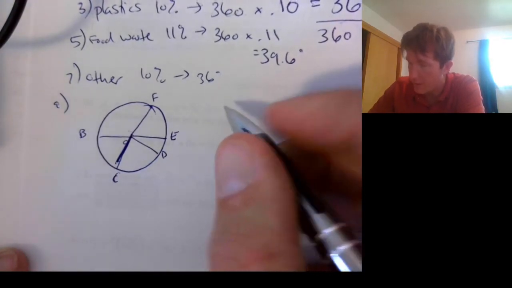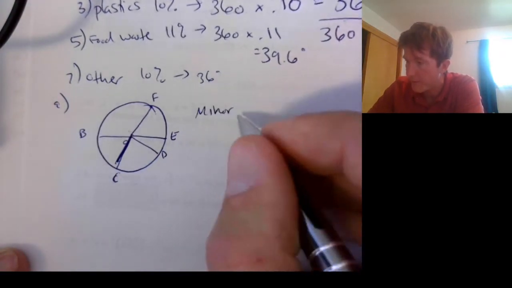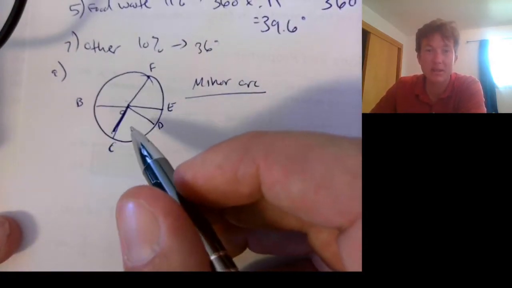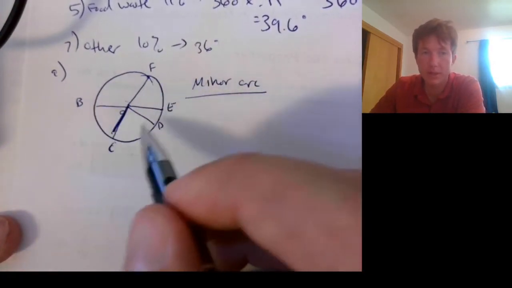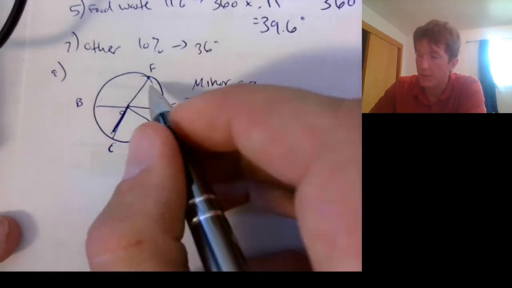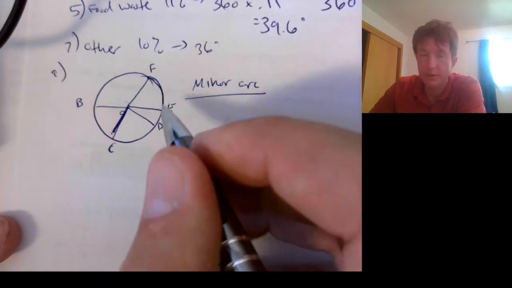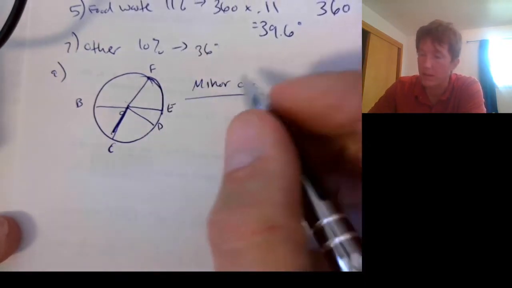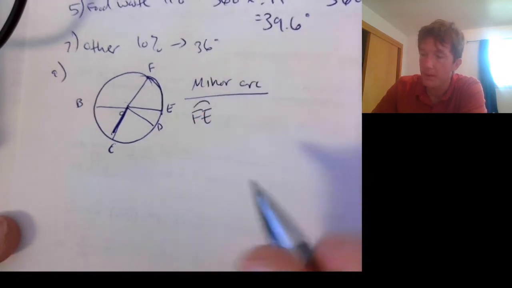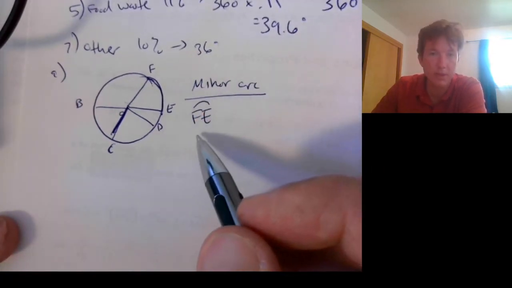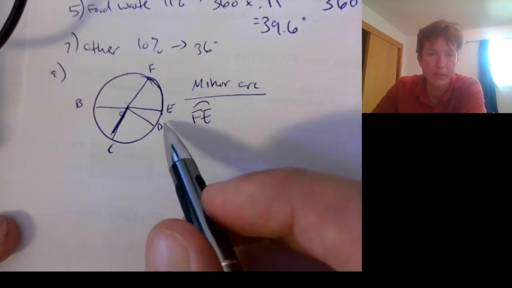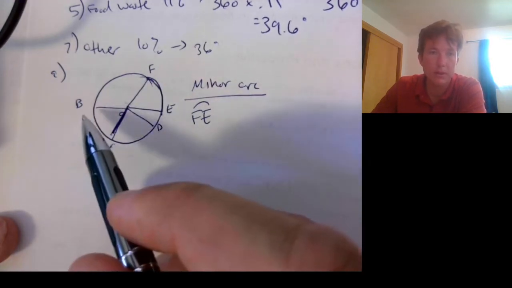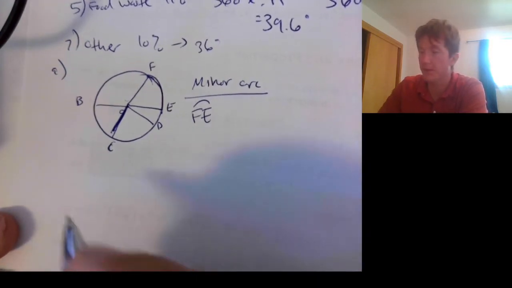And number 9 says it wants you to identify a minor arc. A minor arc. So remember, minor arcs are less than a semicircle. So any of these arcs, right, so an arc, remember, is just a portion of that circle. So any of these arcs that is less than a semicircle, like see right here, FE is less than that semicircle. So FE would be a minor arc. Another one would be ED or DC or FB or CB. Anything that's less than a semicircle.